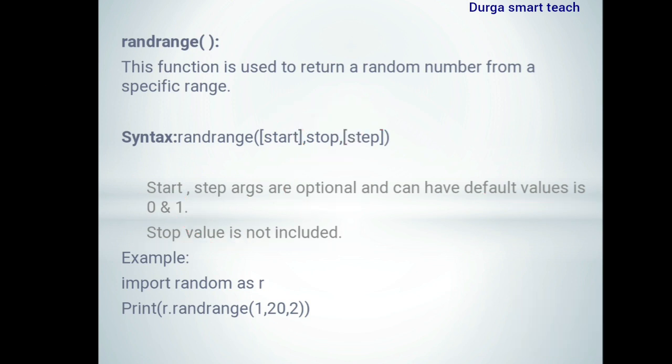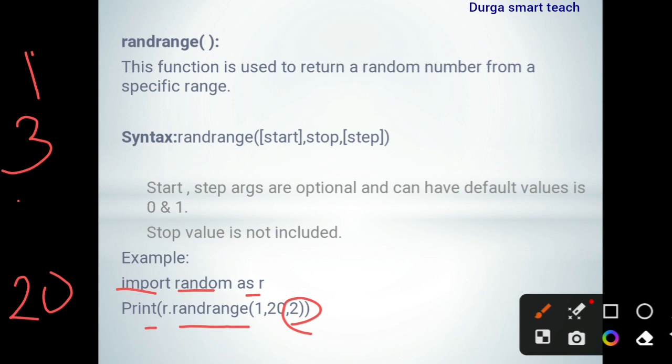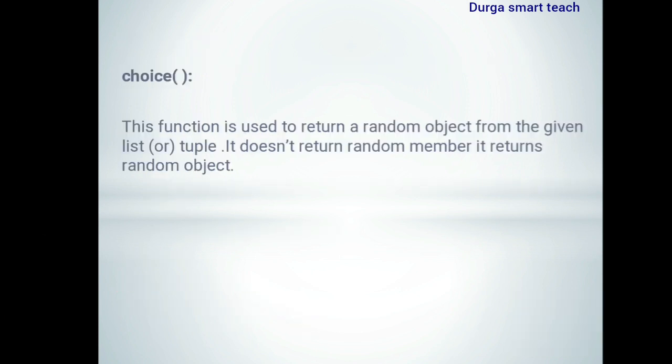Okay, so let's see the example. import random as r, r.randrange(1, 20). So the starting value is 1, the ending value is 20. Next, what is the step? The step is 2. 1 plus 2 is 3, 3 plus 2 is 5, 5 plus 2 is 7. So it will generate any odd number between 1 and 20. Okay, so clear? The next and last one is choice.